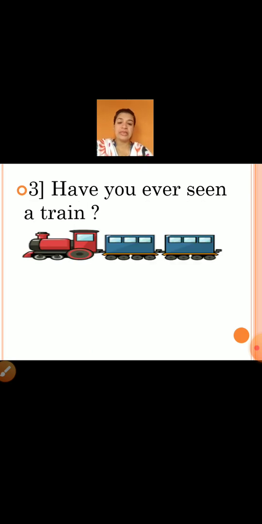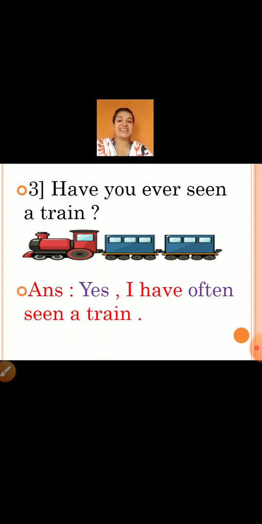Another one. See the third one. Have you ever seen a train? Oh, yes. I know your answer is yes. Right? So the answer is yes, I have often seen a train. So when you frequently see a train, or you have many times seen a train, your answer is yes, I have often seen a train. Children, don't forget to put proper punctuation marks.